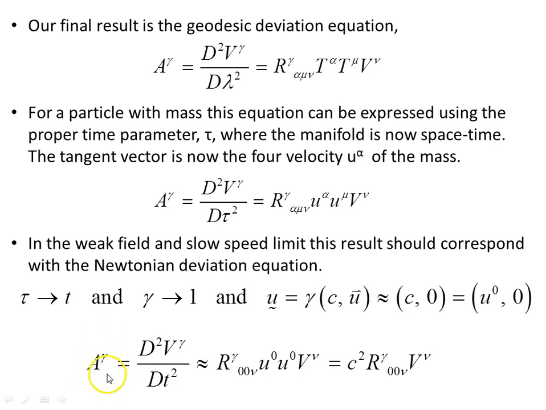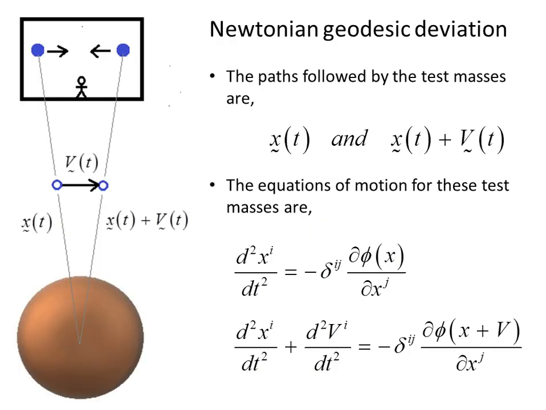So here's the relative acceleration vector component, but in the slow speed weak field limit. We get this object here, and we're hoping that's going to agree with the Newtonian version. So the Newtonian geodesic equation is our laboratory here. Now the paths followed by the test masses are x of t, coordinate time t, and the second particle is x of t plus v of t, the separation vector.